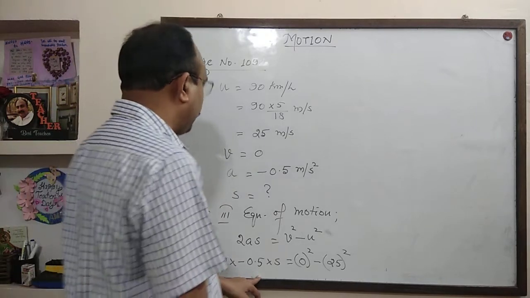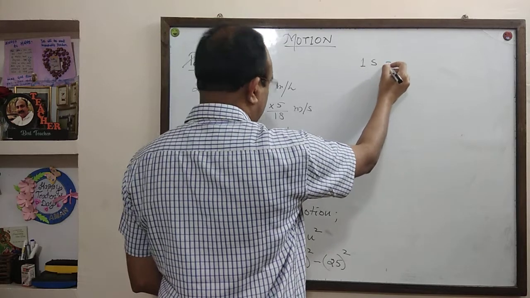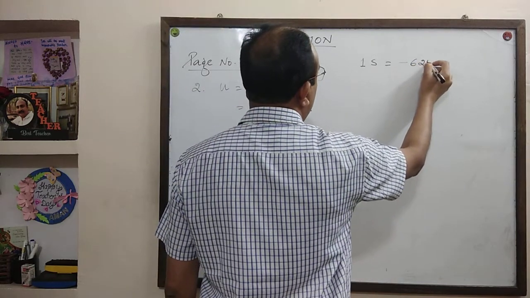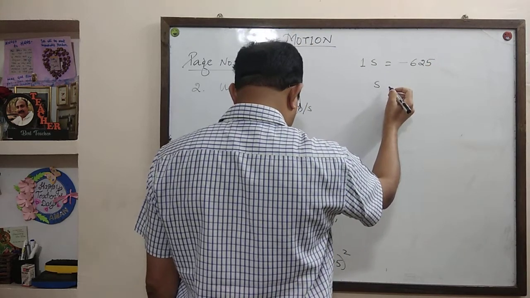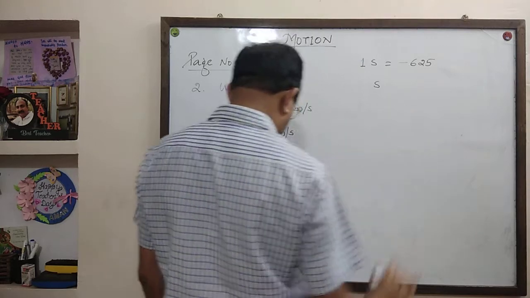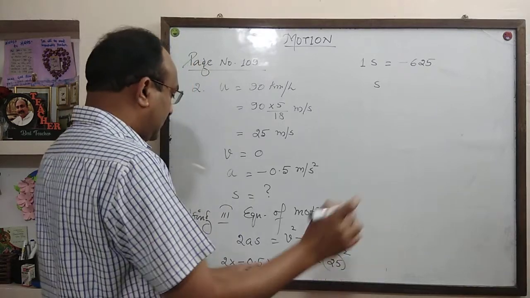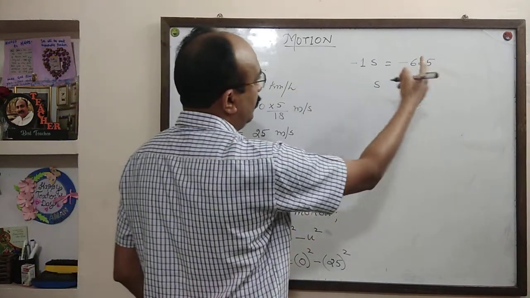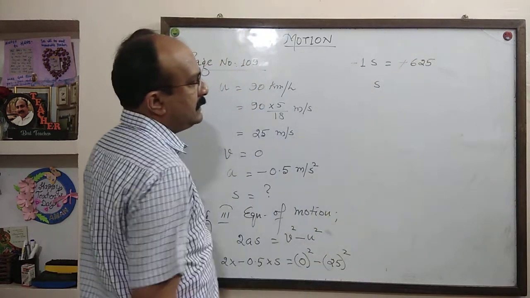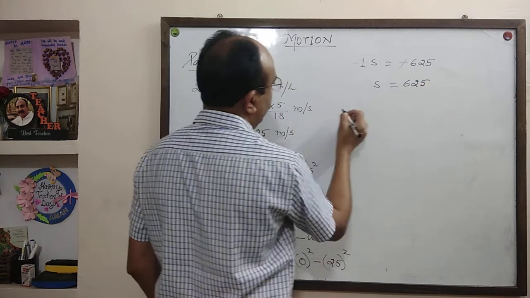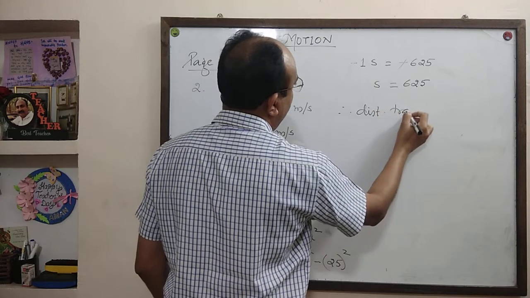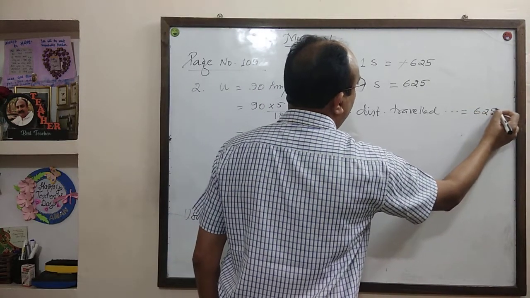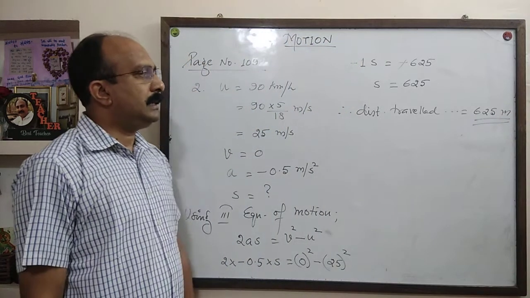2 into 0.5 is 1. 1S is equal to 0 square 0, 25 square 625. So minus 625, or sorry, 2 into minus 0.5 is minus 1. Here there is a minus sign. So minus 1S is equal to minus 625. Minus got cancelled. S is equal to 625. Therefore, distance travelled by the train before it is coming to rest is equal to 625 meter. The answer is 625 meter.